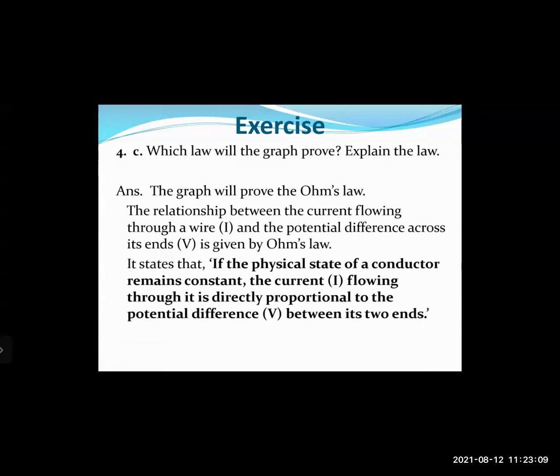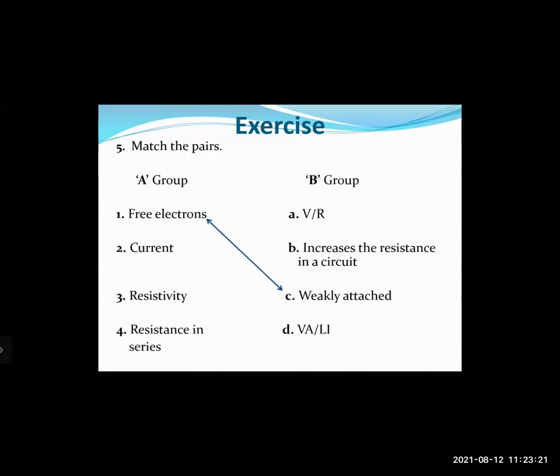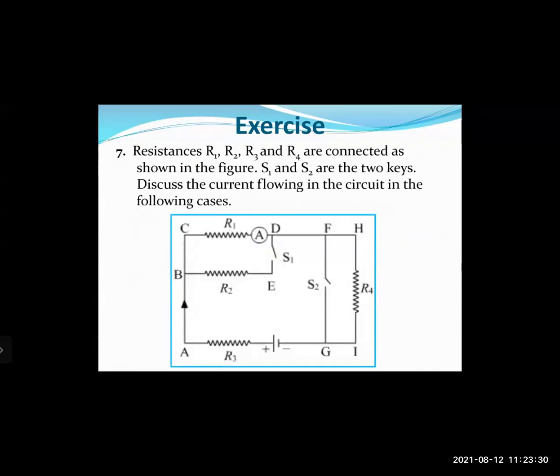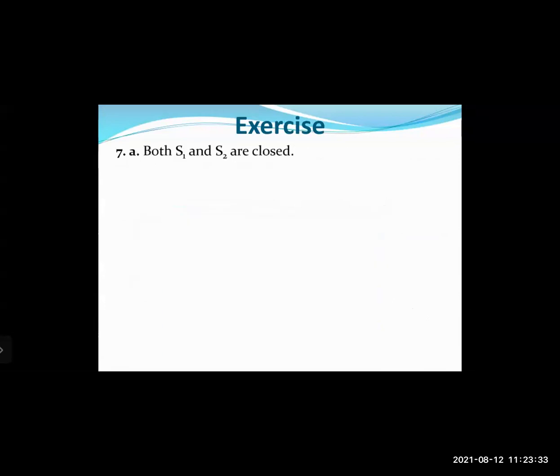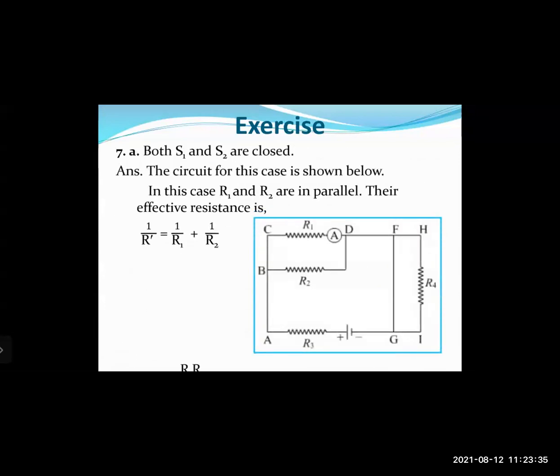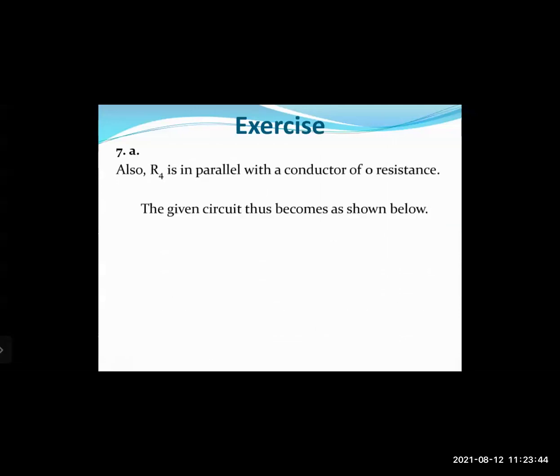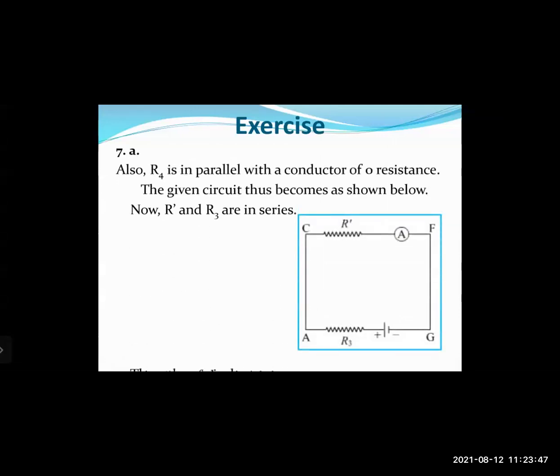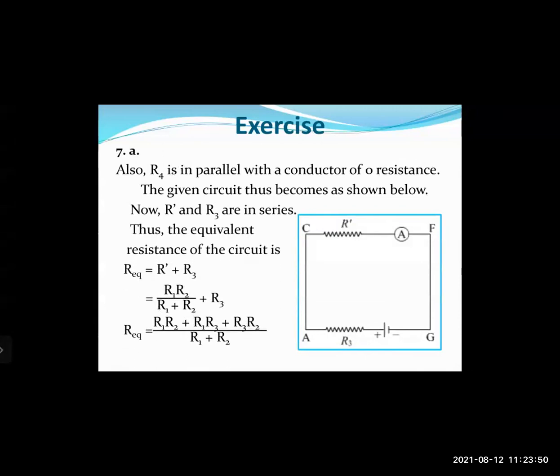What is the statement of Ohm's law? If the physical state of a conductor remains constant, the current I flowing through it is directly proportional to the potential difference V between its two ends, right? And we had also seen the match the pairs, which you can just take a screenshot of as well. Okay, then we had the circuit diagram based question here, right? So I will keep the screen here so that you can take the screenshot. Okay, you can take that screenshot.